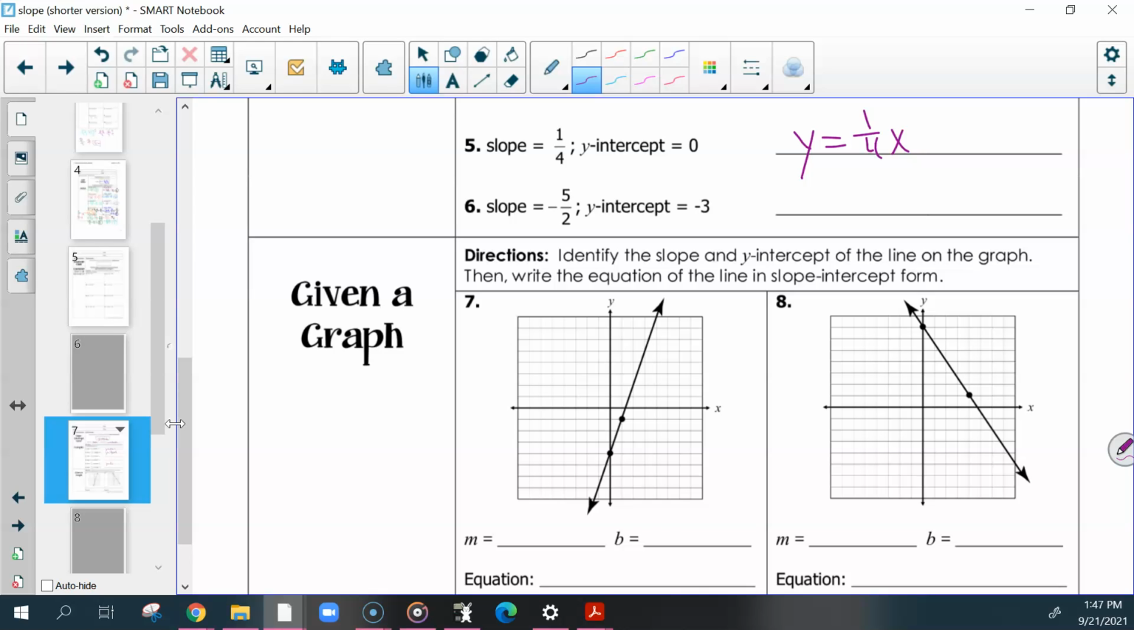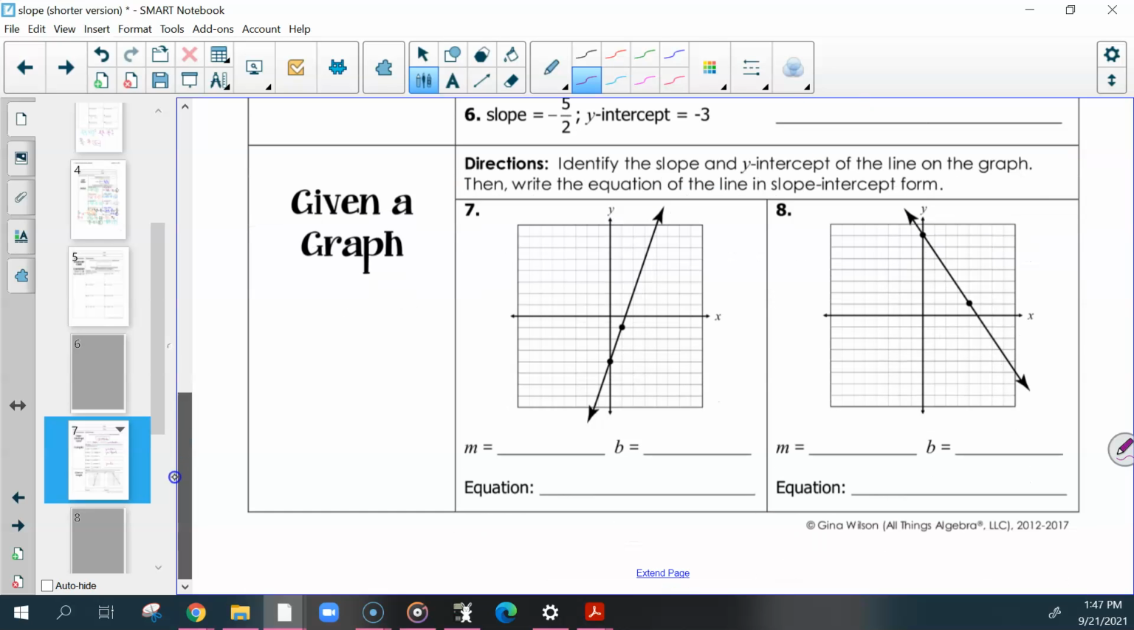For number 7, again, it's asking you to find the slope and y-intercept and then also write the equation. We're going to hold off on writing the equation, but mainly focus on the slope and y-intercept parts. So the y-intercept is easy because I'm looking on the y-axis. Where does this cross the y-axis? At this point right here, negative 4.